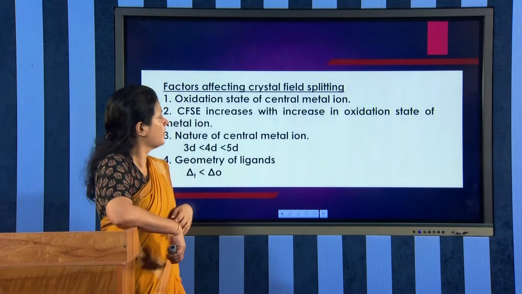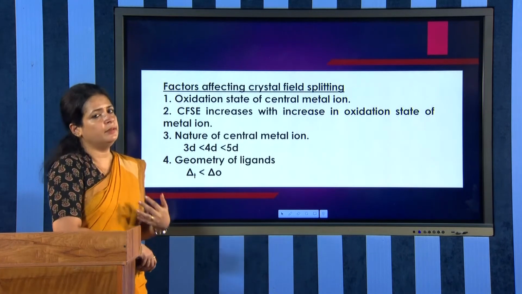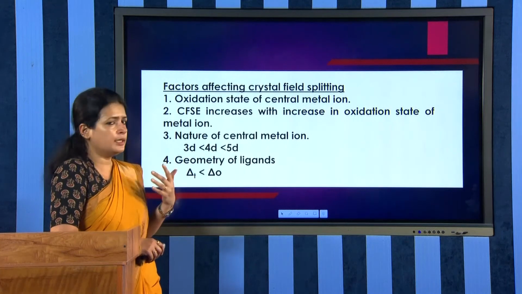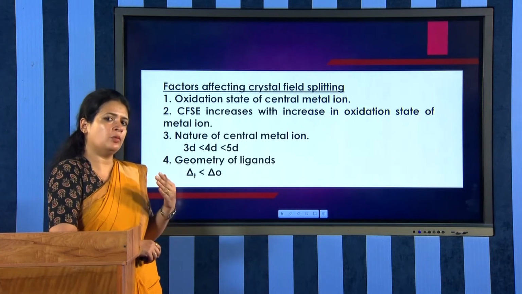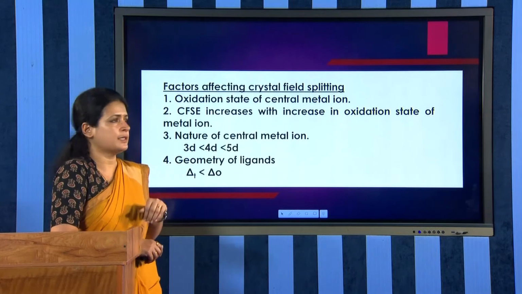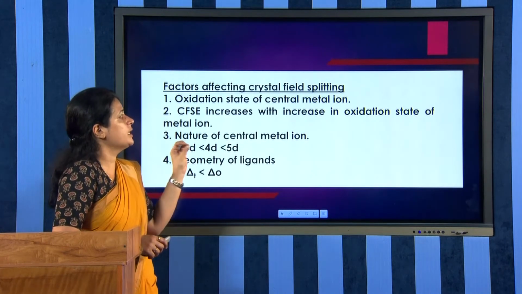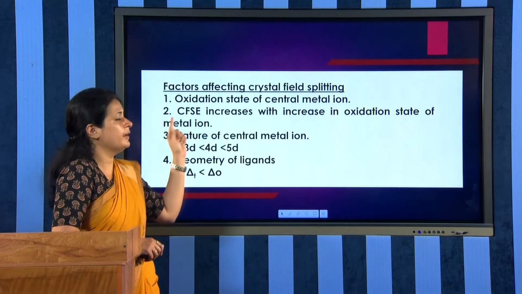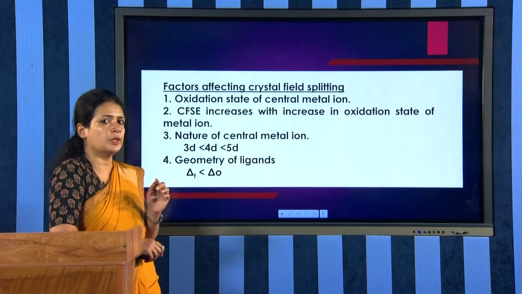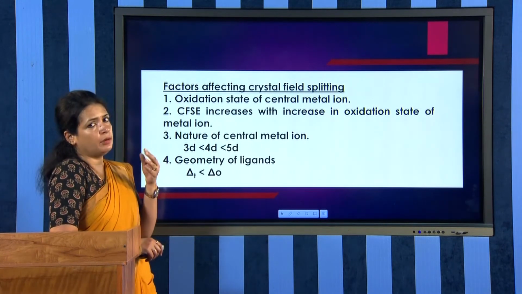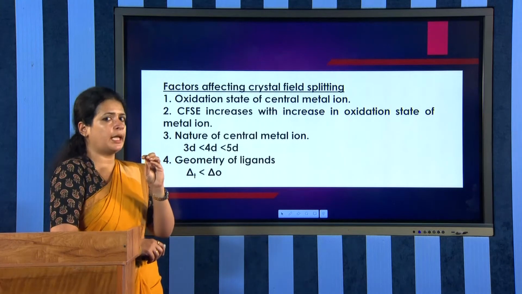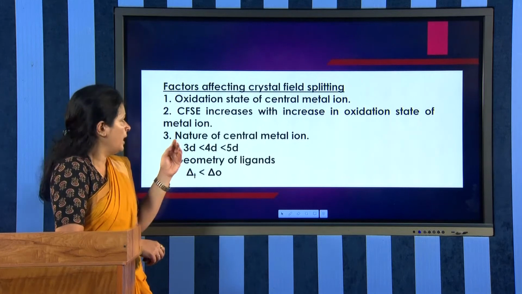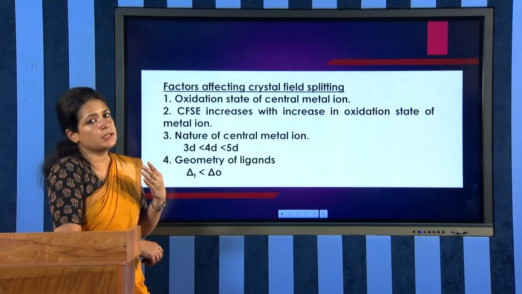And now, there are different factors that affect the crystal field splitting. The factors can be numbered 1, 2, 3 up to 4 or 5 factors. The first one is the oxidation state of the central metal atom. The first factor that affects the crystal field splitting is the oxidation state of the central metal atom. In coordination complexes, there is a central metal atom. That atom will have different oxidation states.